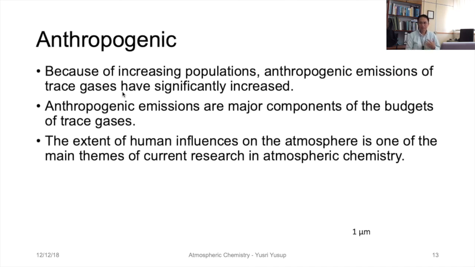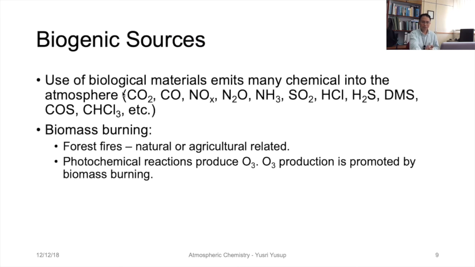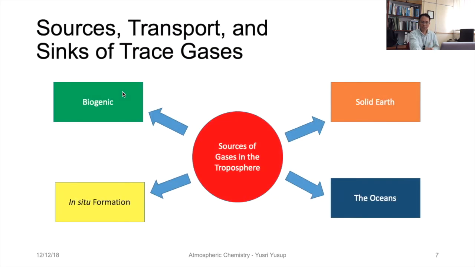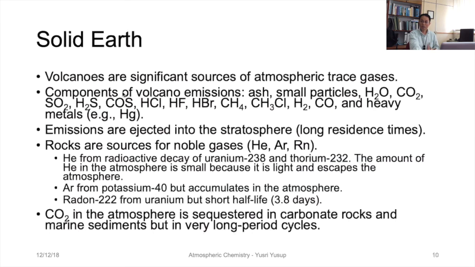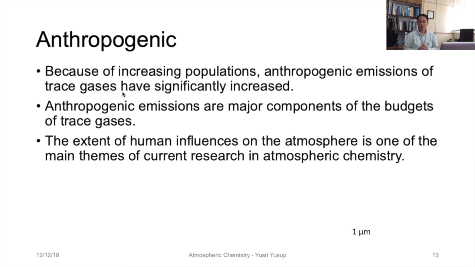And then, aside from the four main sources described before, the biogenic, the solid Earth, the oceans, and in situ formation, there's also a very significant component of anthropogenic sources, or human-related sources. Because of the massive number of humans on the surface of the Earth partaking in activities that release gases, and because of this increasing population, anthropogenic emissions of trace gases have significantly increased, and these emissions are a major component of the budgets of trace gases.